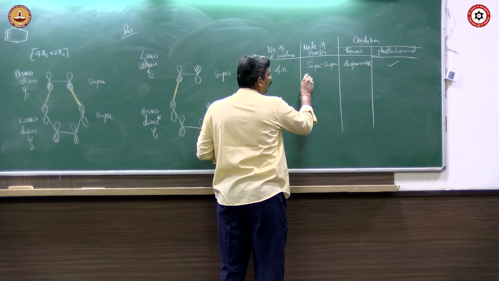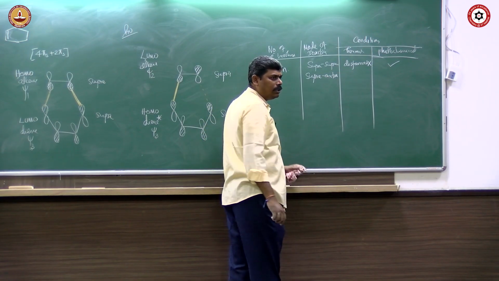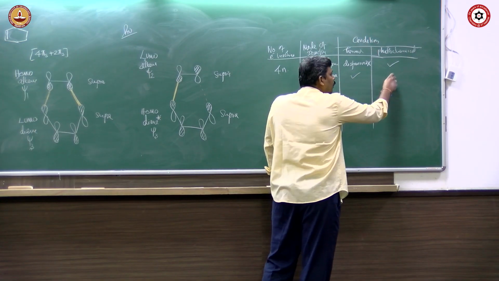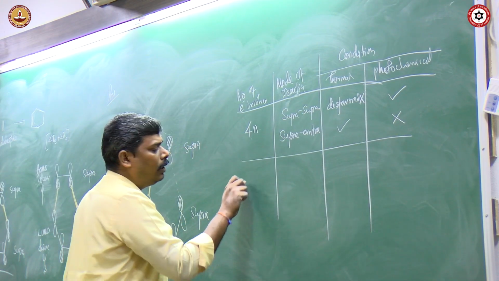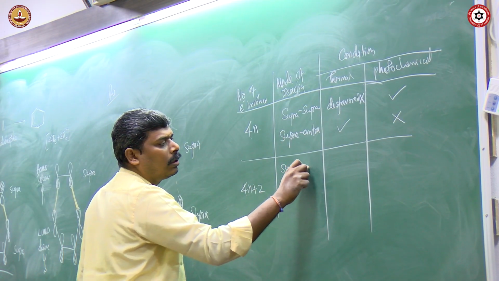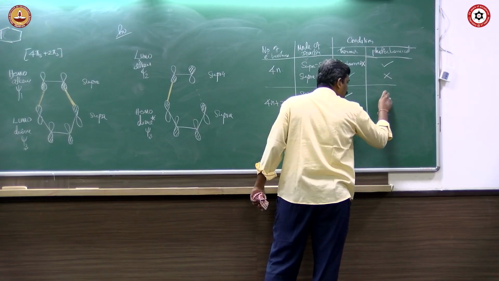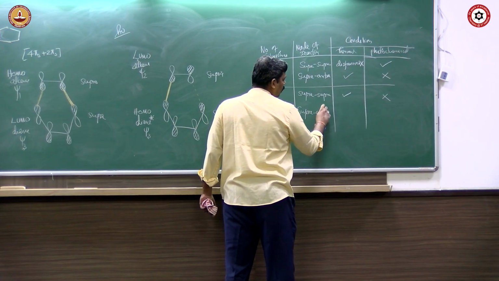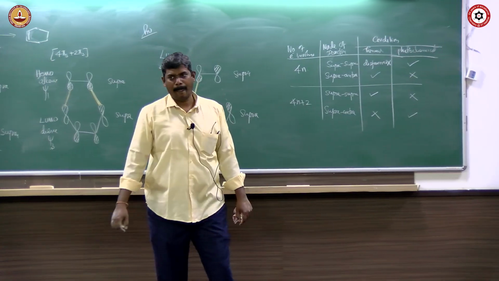Same 4N, supra antara: thermal condition is supposed to be favored, photochemically it will be disfavored. Now the same with respect to 4N plus 2, supra: thermal condition will be favored, photochemically it is disfavored. As supra antara, thermal condition will be disfavored, photochemically it will be favored.